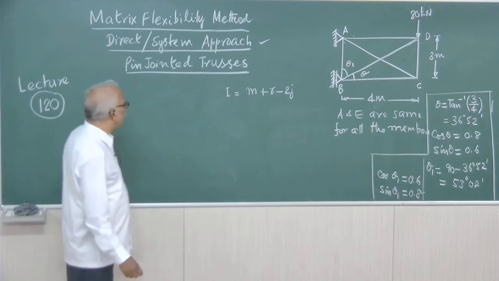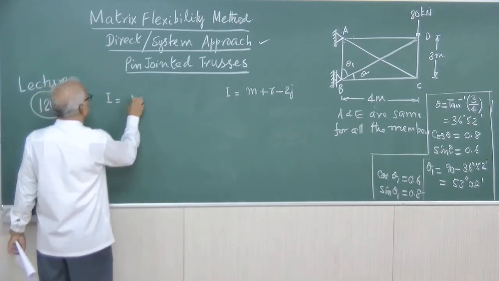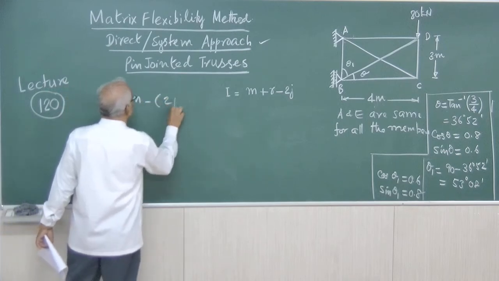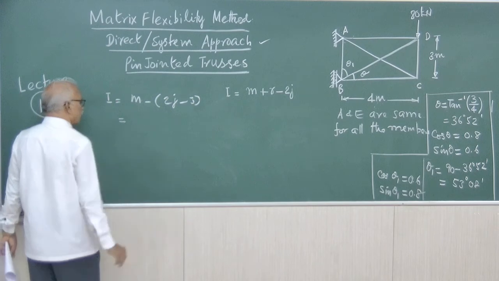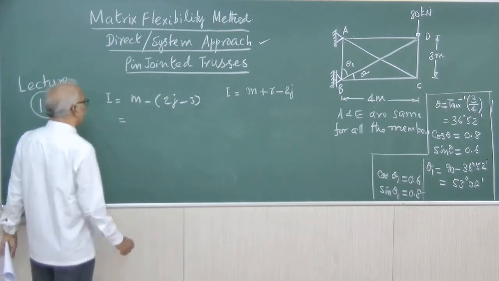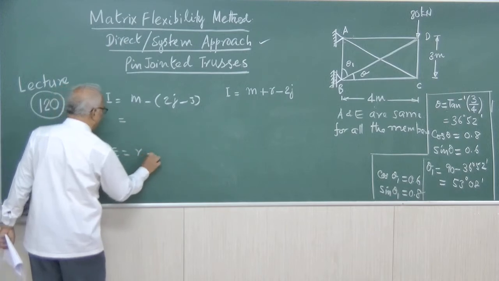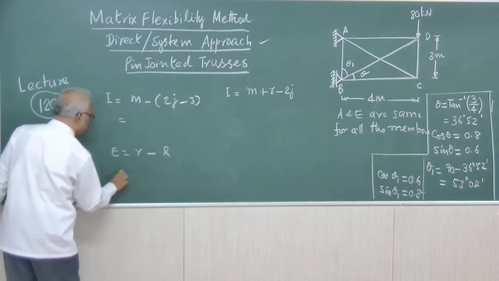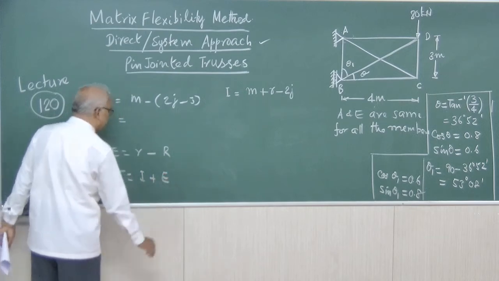Now, so far we have used the formula I equal to m minus 2j minus 3. This is to find out the degree of internal indeterminacy, and for external redundancy we have used r minus R. So, total equals internal plus external. This is what we have used.